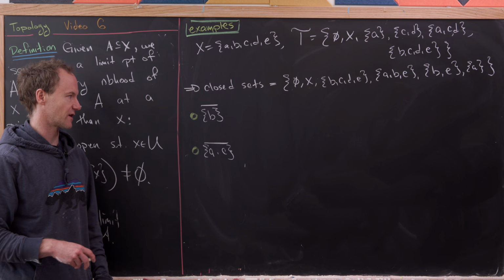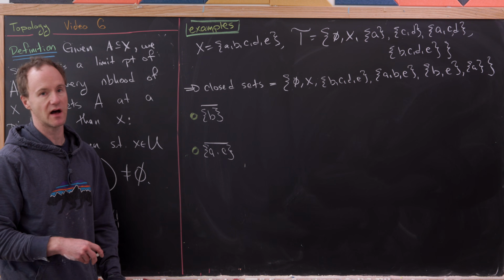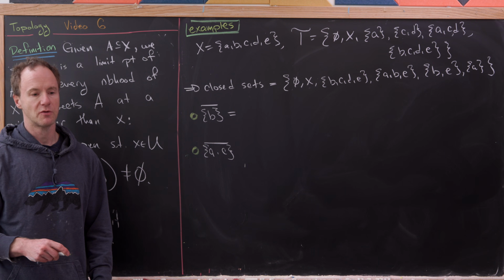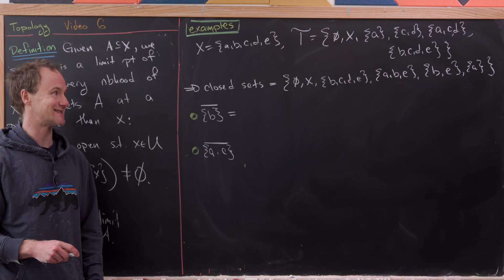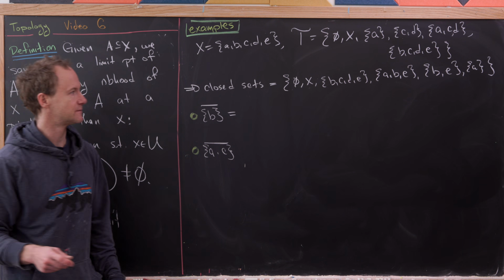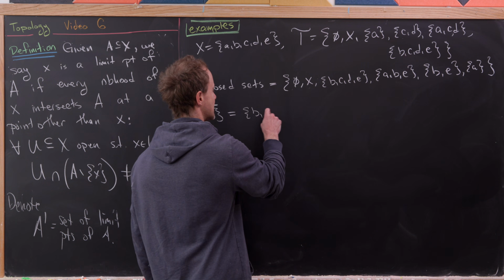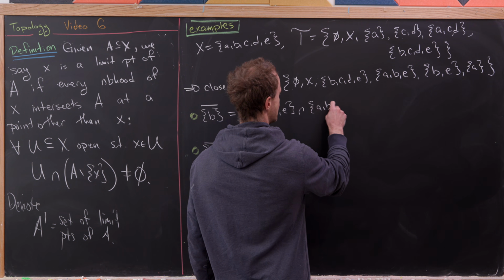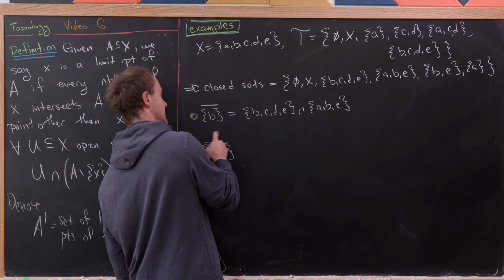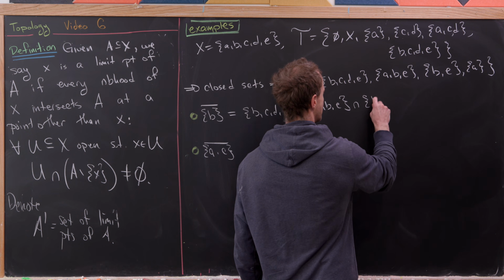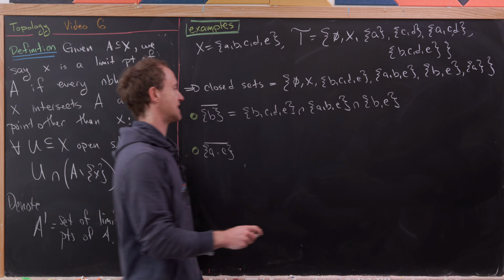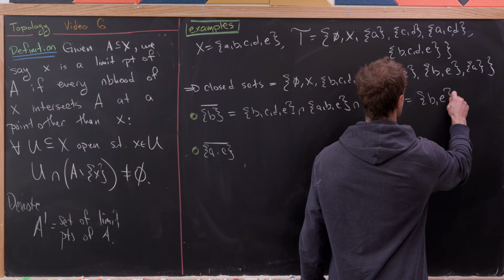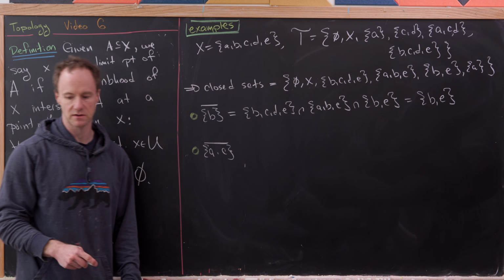Now let's find the closure of a couple of sets. Let's first find the closure of the singleton B. And let's use the definition that we had at the beginning of the video. Remember, the closure is the intersection of all closed sets containing this set. So that's going to be B, C, D, E, because that's a closed set containing this, intersected with A, B, E, another closed set containing this set, intersected with B, E. Again, that's the last closed set containing this set. If we perform that intersection, we're going to get B, E. And there you have it. That's the closure of the singleton B.